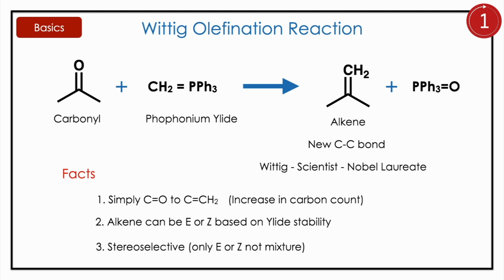The name Wittig comes from the scientist. He is a Nobel laureate in synthetic chemistry. The reaction has much prominence because of the new C=C bond. The facts about the reaction: it's a functional group conversion with one step up, meaning one carbon more. Then the alkene can be tuned based on Ylide stability, then stereoselectivity, either E or Z form, not a mixture. It's highly selective. So all three facts dictate the reaction.